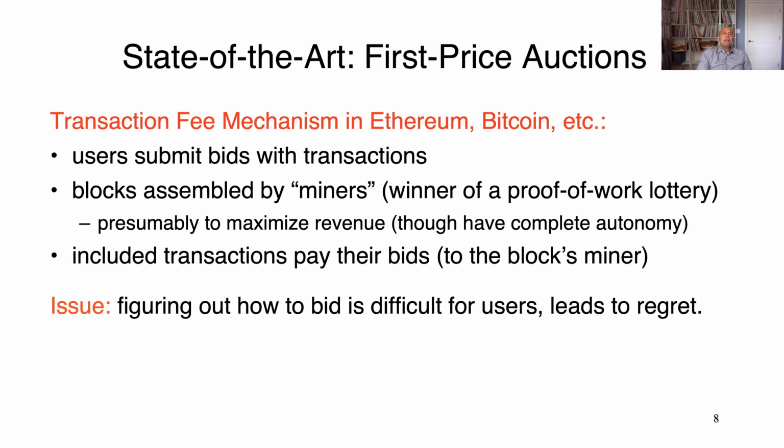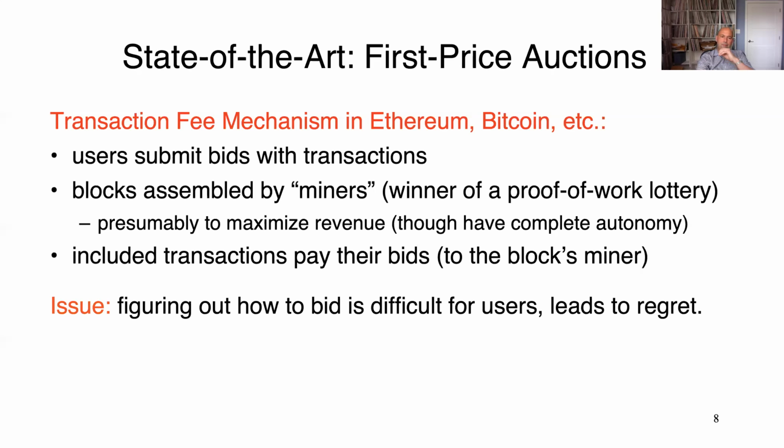Now, clearly first price auctions aren't a total failure, right? Bitcoin and Ethereum are extremely successful projects, but you got to ask, can we do better? Do we have a better transaction fee mechanism in some sense of the word? And the genesis of EIP-1559 is trying to have something which is better from a UX, from a user experience perspective.